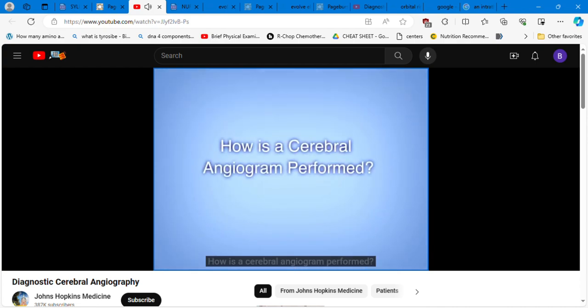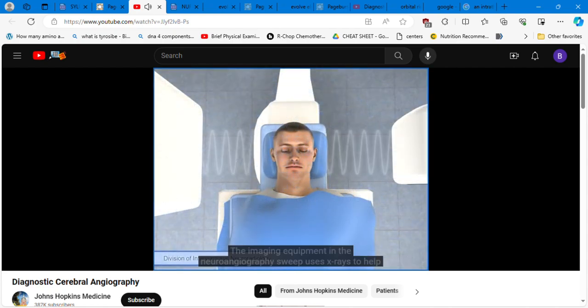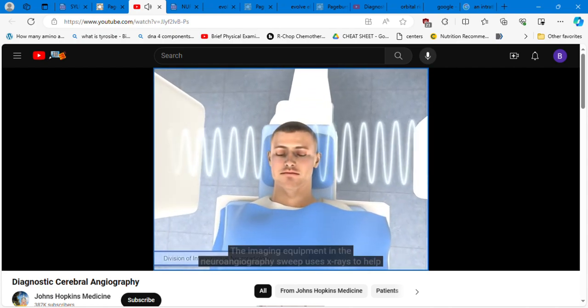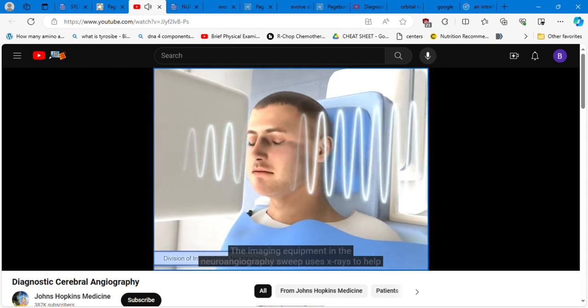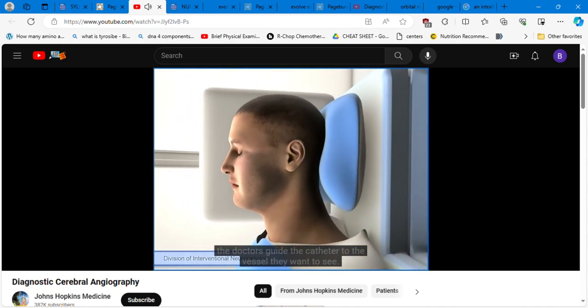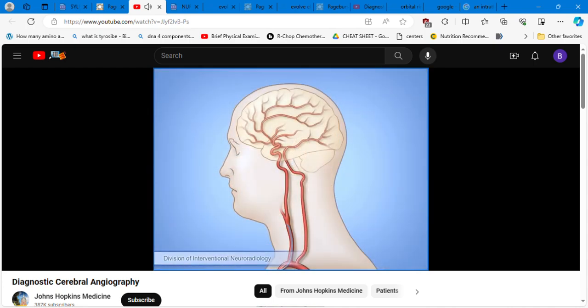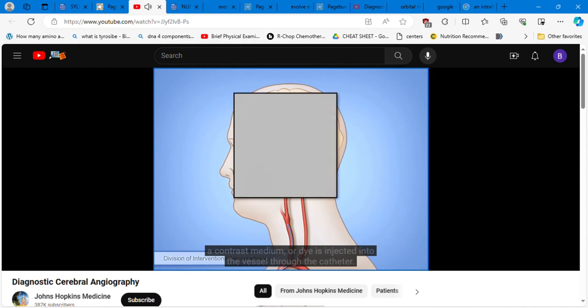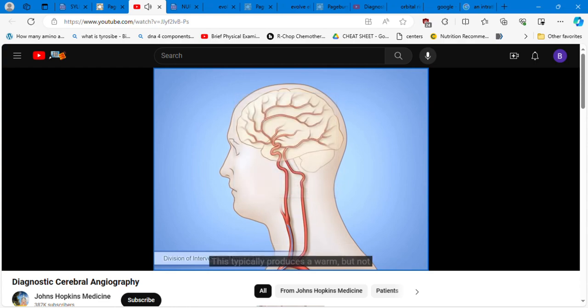How is a cerebral angiogram performed? The imaging equipment in the neuroangiography suite uses X-rays to help the doctors guide the catheter to the vessel they want to see. When it is time to take the X-ray pictures of the blood vessels, a contrast medium, or dye, is injected into the vessel through the catheter. This typically produces a warm but not painful feeling that lasts for a few seconds.